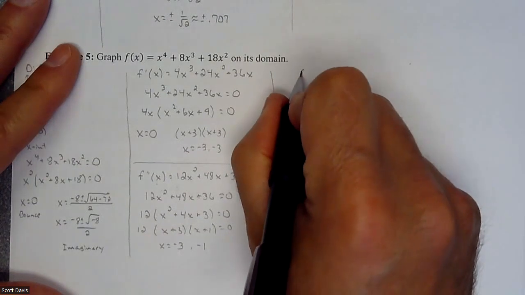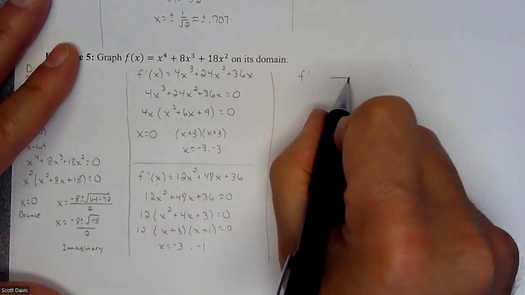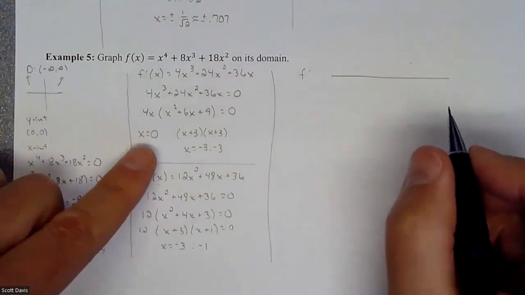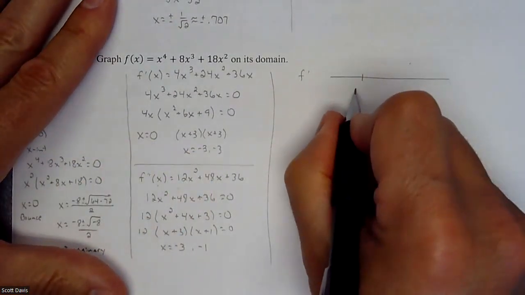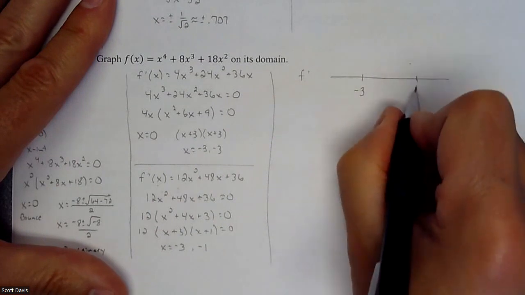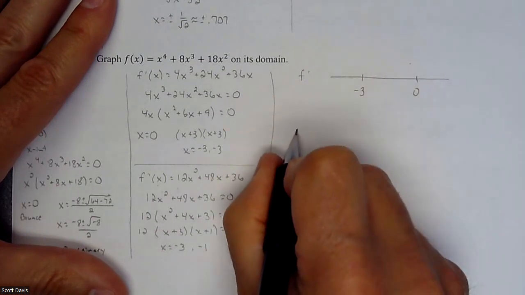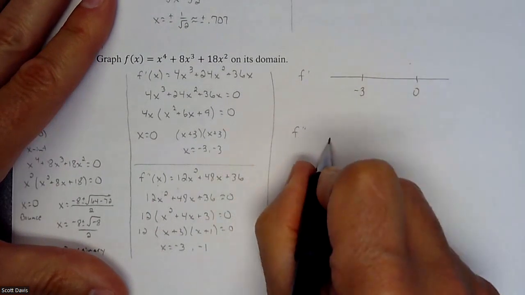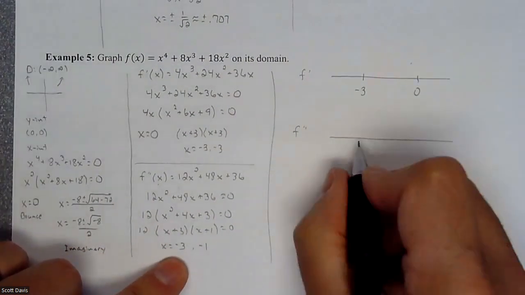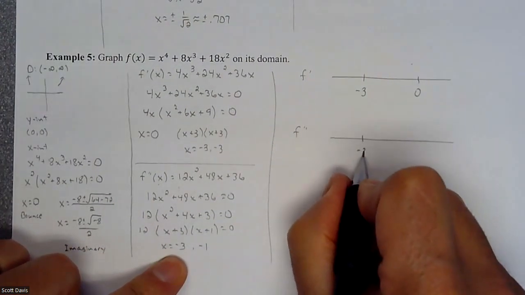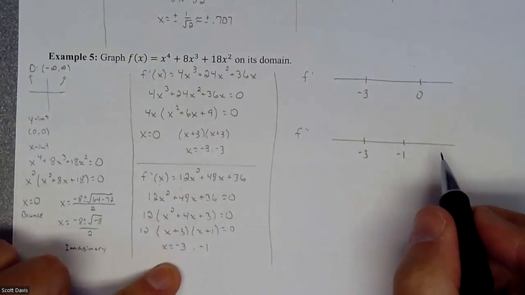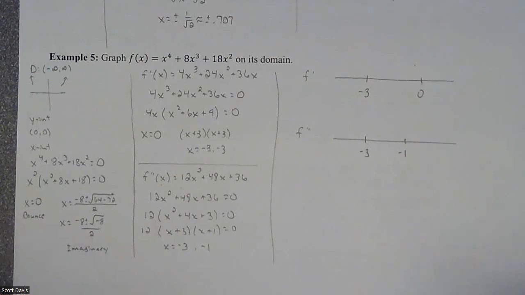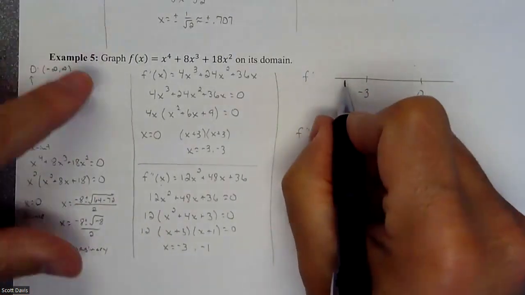So we have first derivative. We have critical numbers at -3 and 0. So -3 and 0. Second derivative, we have critical numbers at -3 and -1. So I'm going to purposely put that on the inside of 0. All right, so go back to the first derivative.